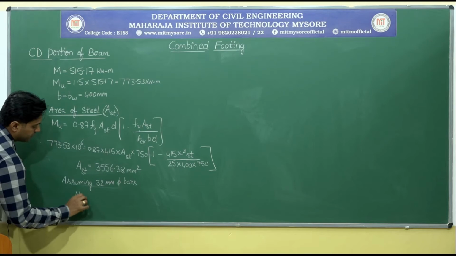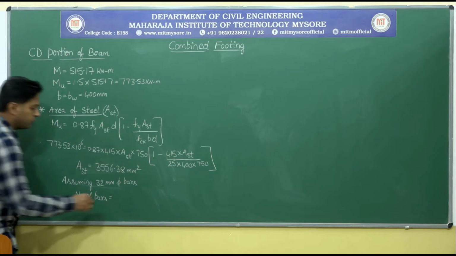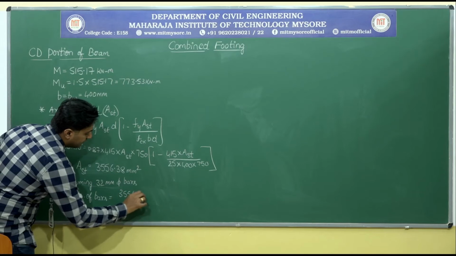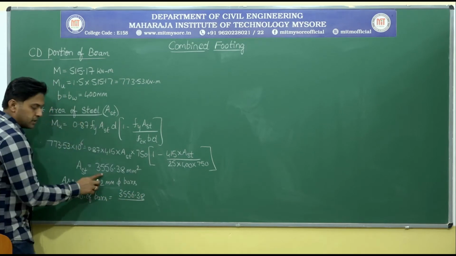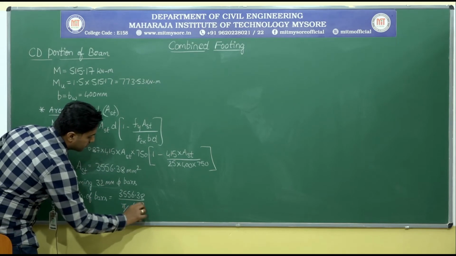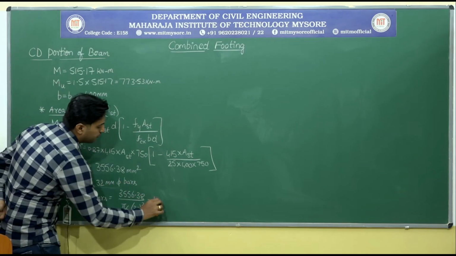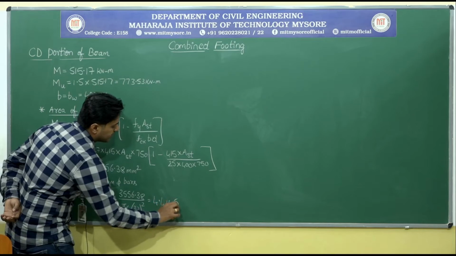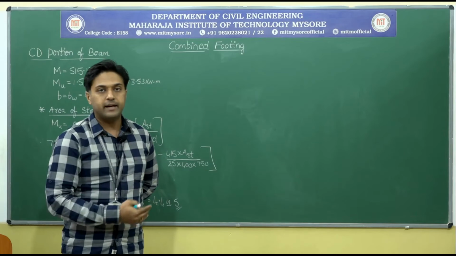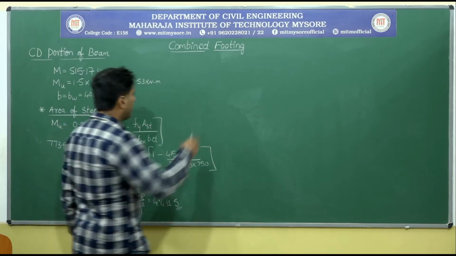So number of bars is equal to total area, 3556.38, divided by the area of each bar, which is pi by 4 into 32 square. The value that we are getting here is 4.4 number of bars. Approximately, can I say it as 5 number of bars? For number of bars, always go with a higher value. For spacing, always go with a lower value. So we have calculated the number of bars.